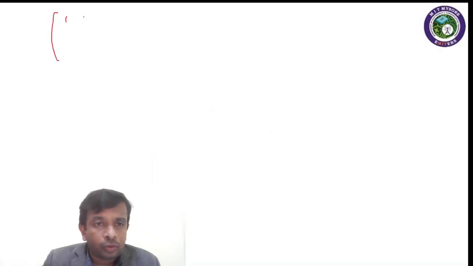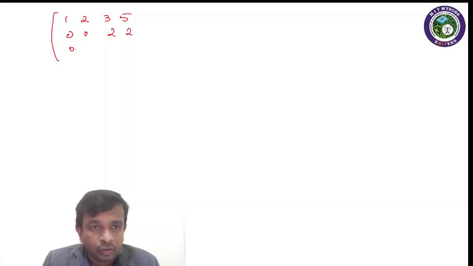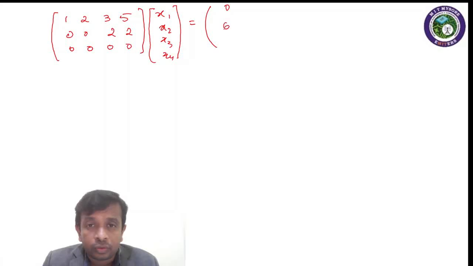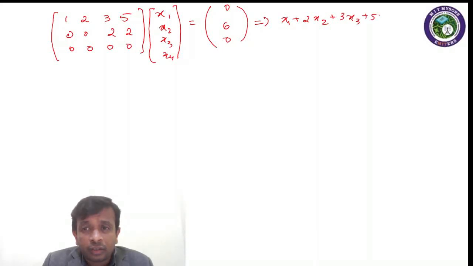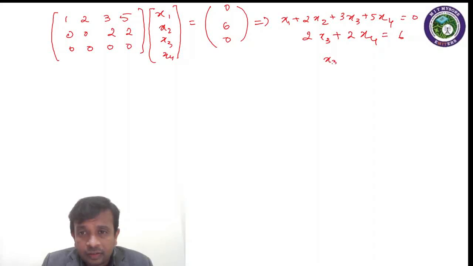We have 1 2 3 5, 0 0 2 2, 0 0 0 0 times x1 x2 x3 x4 is equal to 0 6 0, which implies x1 plus 2x2, multiplying this row and this column, plus 3x3 plus 5x4 is equal to 0, and 2x3 plus 2x4 is equal to 6, that is x3 plus x4 is equal to 3.